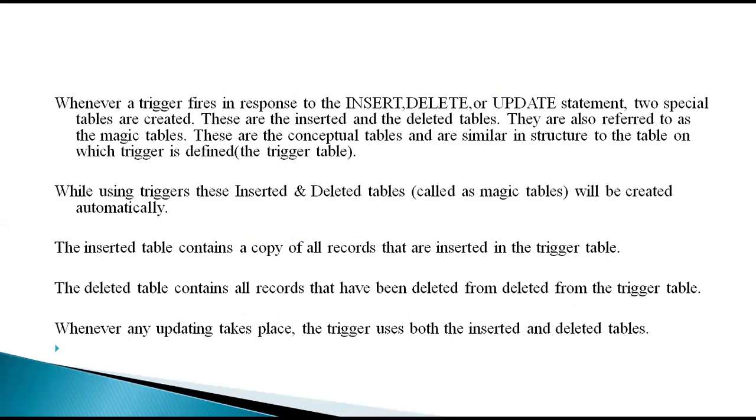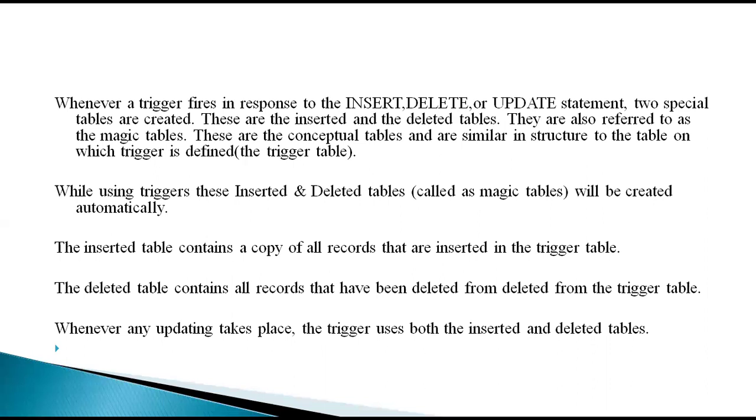Already you know the concept, what is the trigger, how the trigger is going to be fired. Today we are going to learn about magic table, and magic table is totally related to your DML trigger. If I ask you what is a DML operation, you can say insert, delete and update statements are your DML operations. What happens when a trigger is fired? When a trigger is fired in response to an insert, delete or update statement, two special tables are created. These are the inserted and deleted tables. These are also referred to as magic tables.